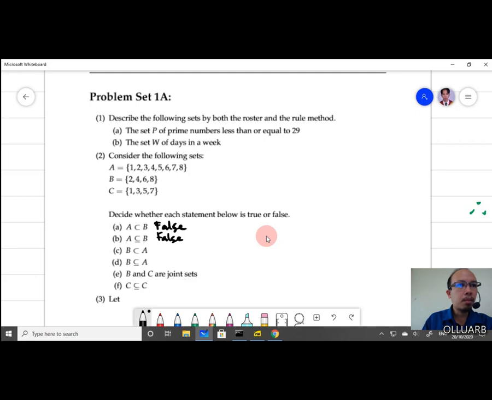For letter C, B is a proper subset. So this is clearly a proper subset. A and B are not equal. So 2, 4, 6, and 8. This is true. This is true again.